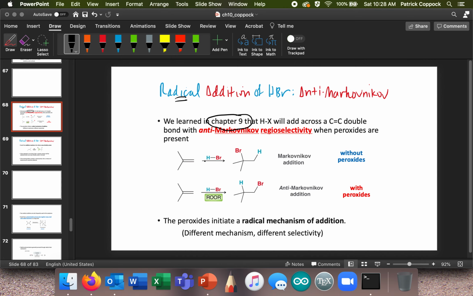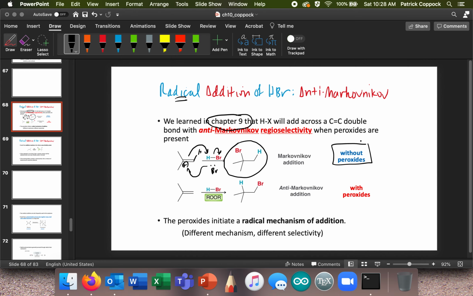Recall that when we add HBr across a double bond, the hydrogen goes to the less substituted carbon so that we can get the carbocation at the more substituted carbon. And then the bromide, which is left, goes in there. And so that's where we get Markovnikov addition of HBr.